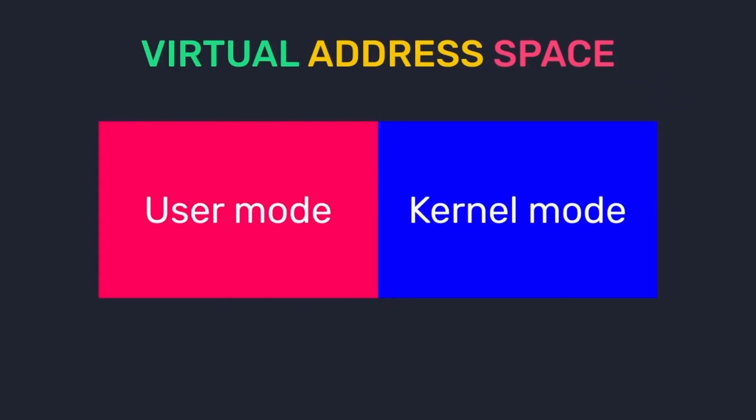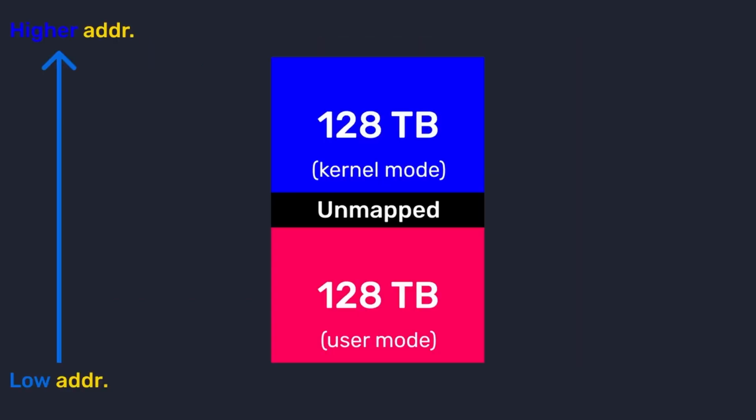Every process on Windows has its address space divided into two parts, the user mode address space and the kernel mode address space. Both of these address spaces can each address up to 128 terabytes. The black gap you see in between is unmapped memory addresses which cannot be mapped due to physical limitations.